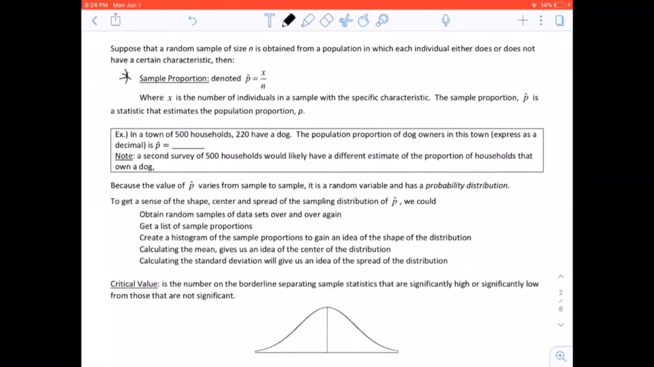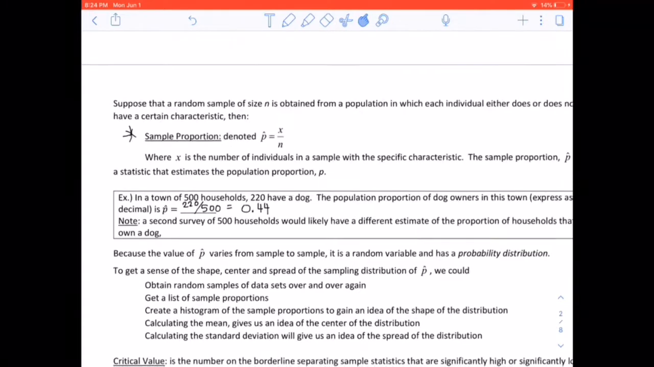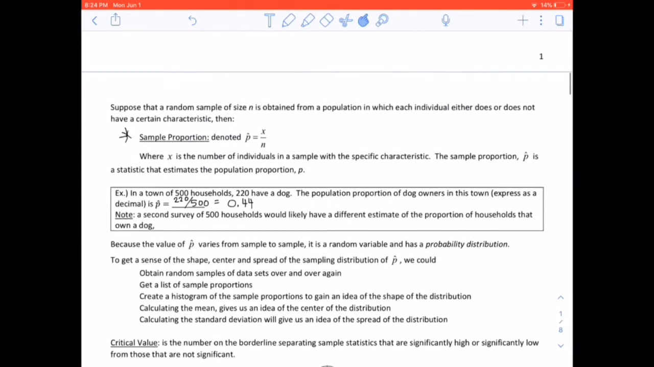The example on the page says in a town of 500 households, 220 have a dog. The population proportion of dog owners in this town, expressed as a decimal, is going to be p hat. So p hat is the number of individuals that have a dog, which is 220, divided by our sample size, which is 500 households. It wants us to express this as a decimal, so let's round to 2 decimal places. We get 0.44.